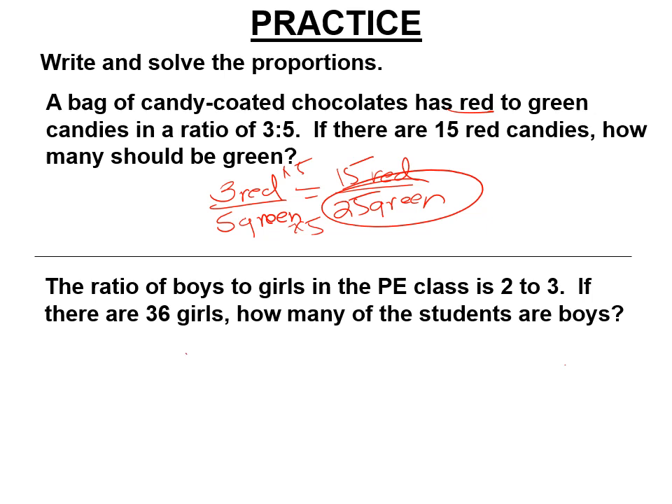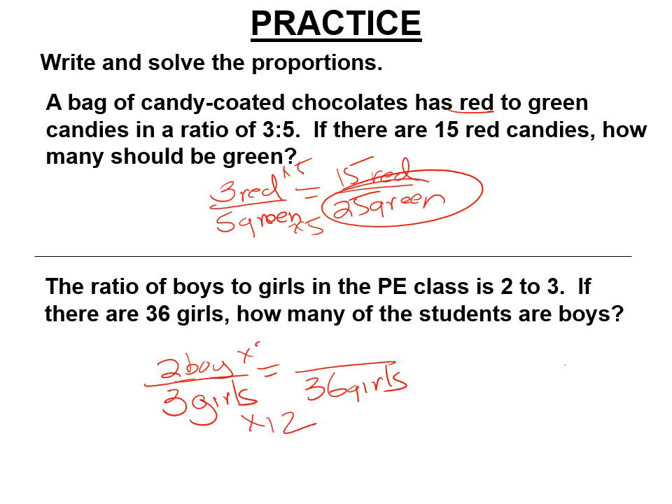The ratio of boys to girls in the class, boys, right, girls, is 2 to 3. So if there are 36 girls, 3 times 12 makes 36. There must have been 24 boys.